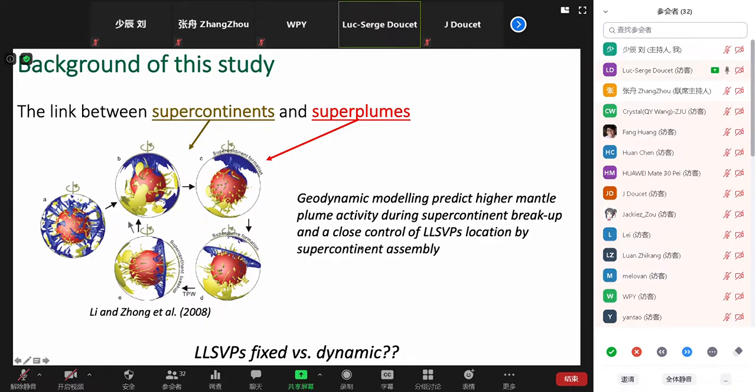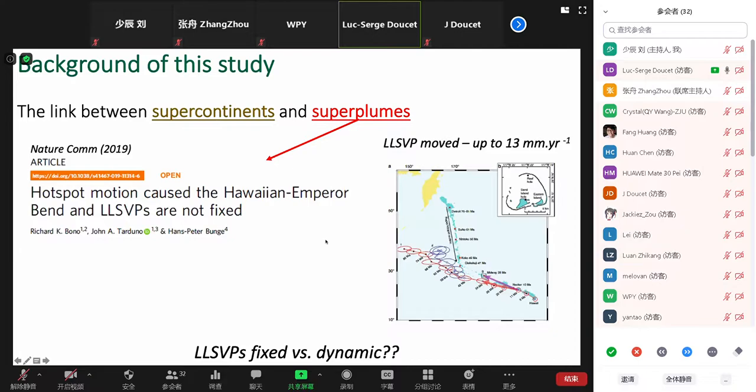Based on these models, other people very recently tried to see if the hotspots are fixed or if the LLSVP is fixed. A really recent paper in Nature Communications in 2019 has a very interesting title: hotspot motion caused the Hawaiian-Emperor bend, and the LLSVPs are not fixed. What they showed is that the bending here in the Hawaiian-Emperor chain is not controlled by plate motion or whatever. It's just controlled by the fact that the hotspots are not fixed. So it's against the fixity of the hotspots.